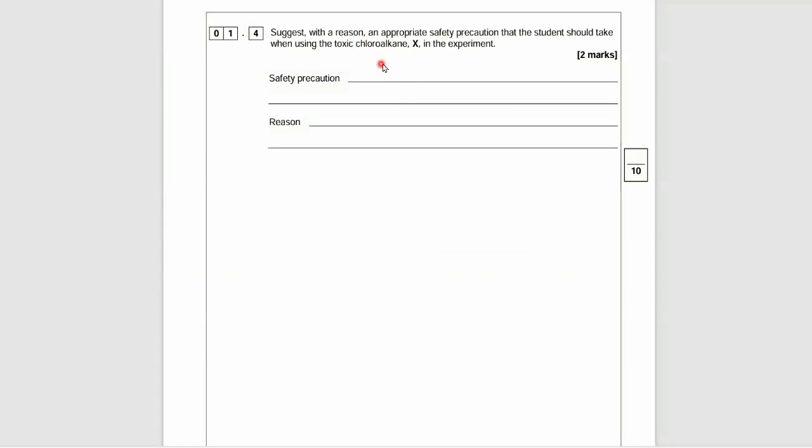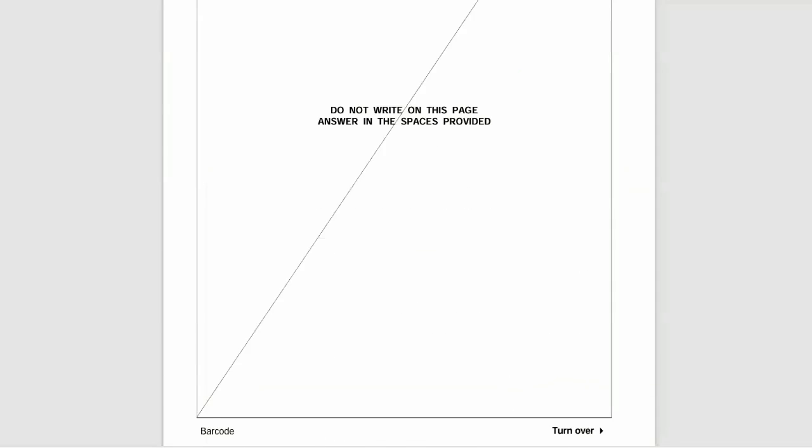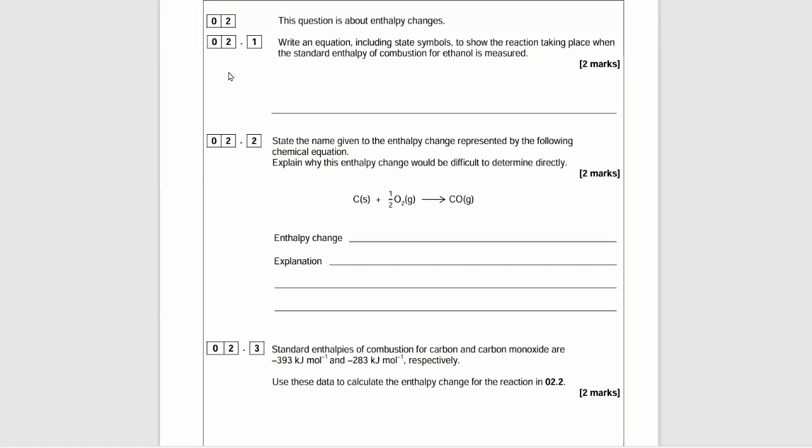Okay, let's look at 1.4. Suggest with a reason and appropriate safety precaution the student should take using the toxic chloroalkane X in the experiment. Well, if it's toxic, it's going to give off toxic vapors. Most organic compounds give out vapors. Use a fume cupboard because those toxic vapors are dangerous. You won't get marks for saying goggles, lab coat, or gloves because it's the vapors from the organic solvent that are dangerous.